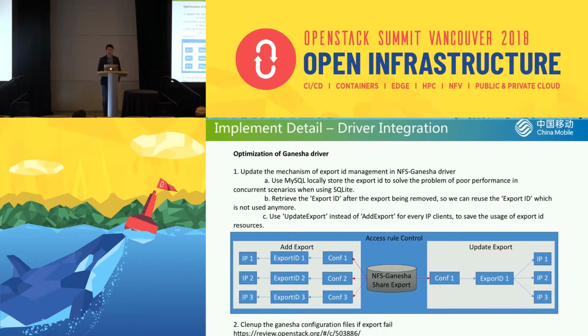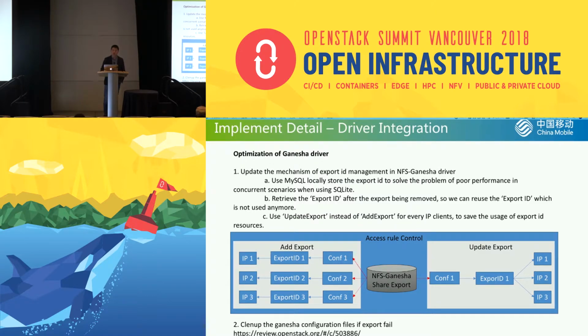Retrieve the export ID after an export is removed, so we can reuse export IDs which are not used anymore. In the native program of the community, we can get a new export ID if we add a new export, but the export ID will never be retrieved. As you know, the export ID of every Ganesha service is up to 65535. So the recycling of the export ID is very necessary.